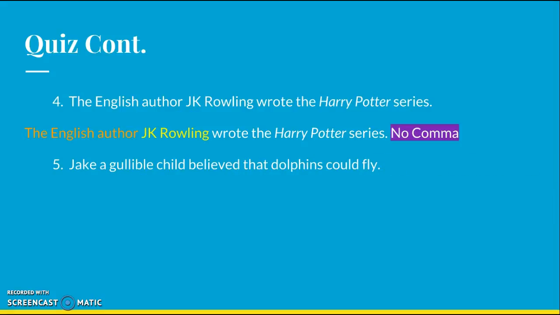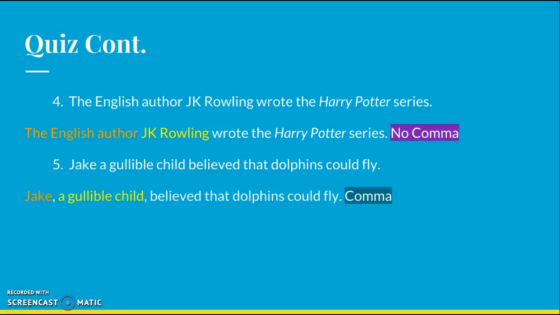Number 5. Jake, a gullible child, believed that dolphins could fly. The correct way to answer this is: a gullible child is the appositive and Jake is the noun or pronoun. There is a comma needed because a gullible child is extra information.